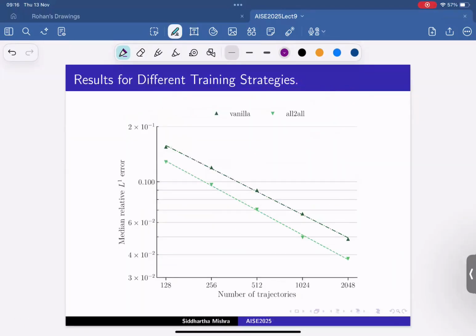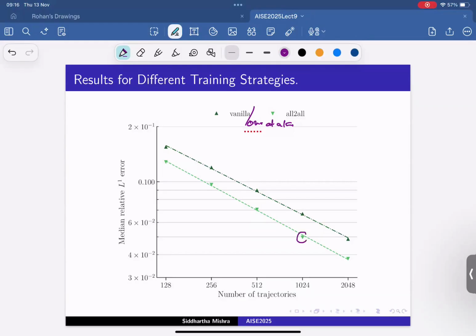Okay, so vanilla is one at a time, right? And all to all is the strategy that I showed you, and it gives you some advantage, but it's not a massive advantage. Let me show you what. So let's fix the number of trajectories. The number of trajectories is still the same. So the data generation costs are still the same, means it's exactly the same amount of data.